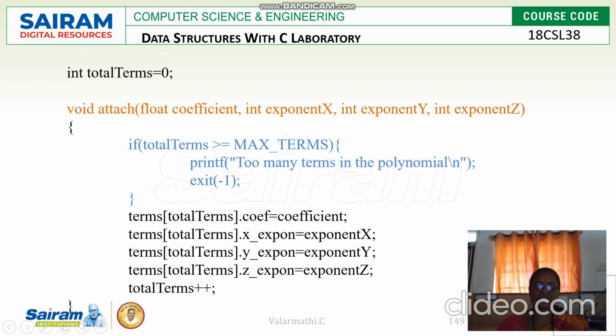Then total terms is initialized as 0. Then attach. Attach is a user defined function which will combine the polynomial into one formation. So it will take the coefficient, x exponent, y exponent and z exponent of each one. Before attaching, there is a condition: if the total terms is greater than or equal to maximum terms, we cannot make the polynomial. So it prints "too many terms in polynomial" and we exit from the program, or else we continue the attaching process.